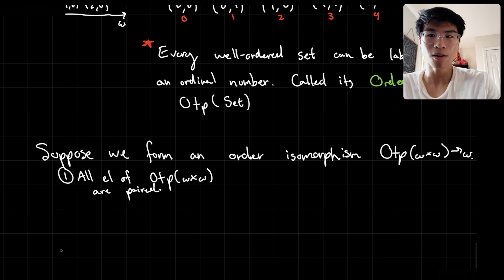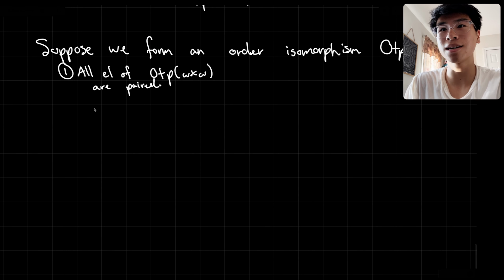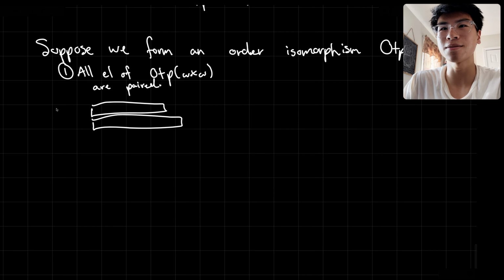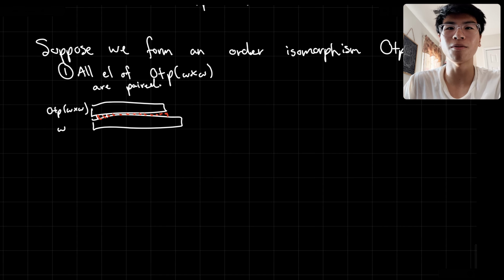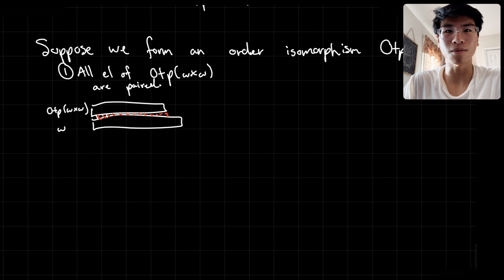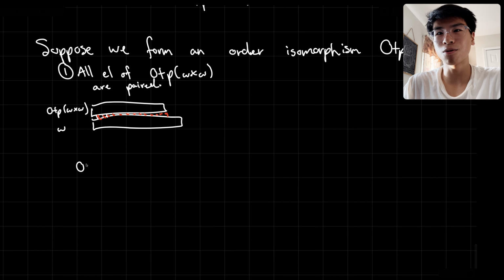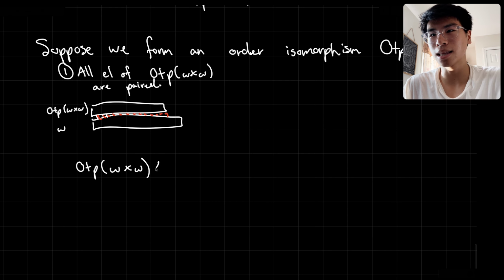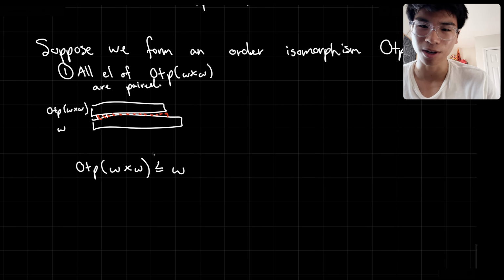The first one is that all elements of the order type omega crossed with omega are paired through the order isomorphism. If that does happen, then we can think about it like this. We can think about the order type of omega crossed with omega being paired with all of omega, and then omega might actually be bigger. So this would imply that the order type of omega crossed with omega is less than or equal to omega in terms of ordinal numbers.